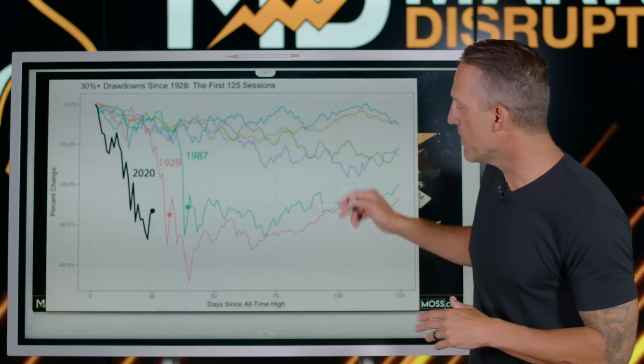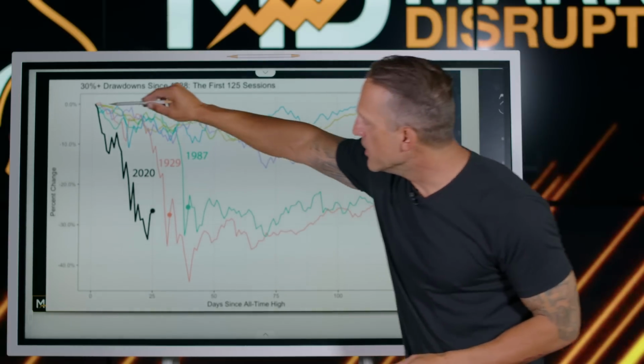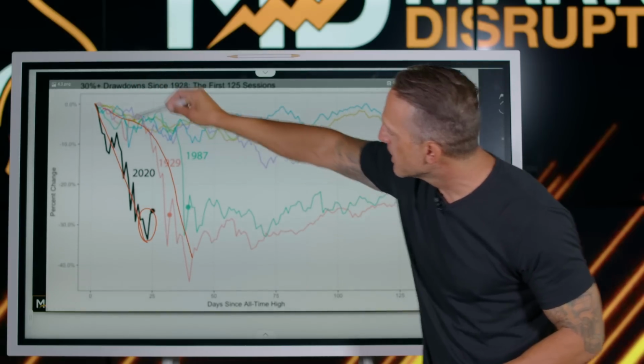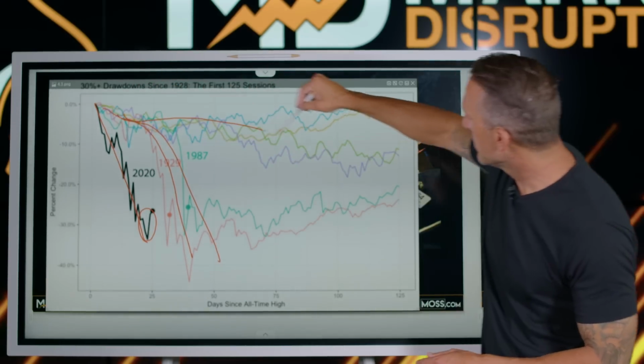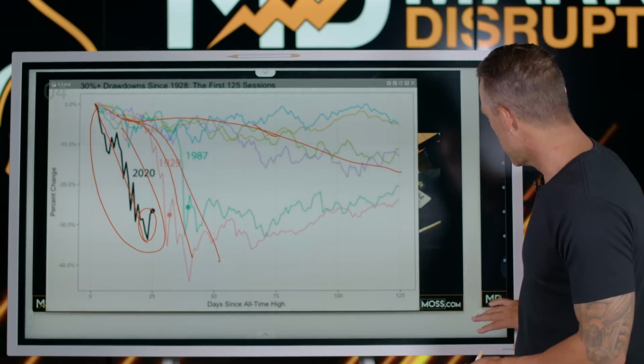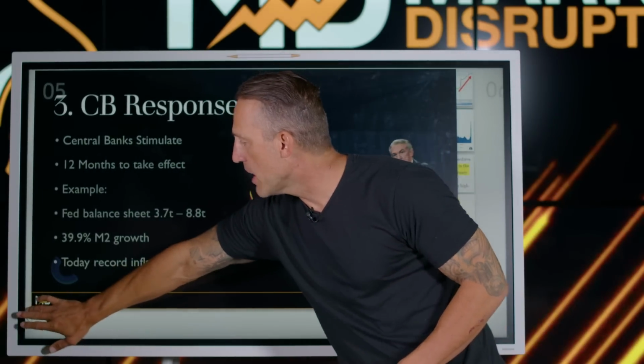Now, this is kind of an example of different drawdowns that we've seen, and you can see this March of 2020 was the most extreme. Usually these drawdowns happen over a much longer period of time. So this one is very severe, and that was because of the deflation and then the black swan that hit.